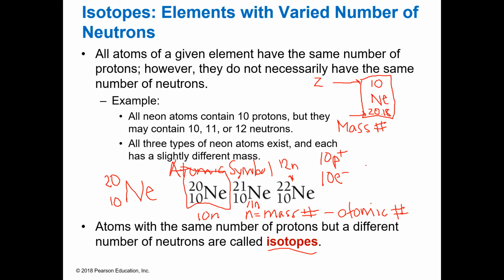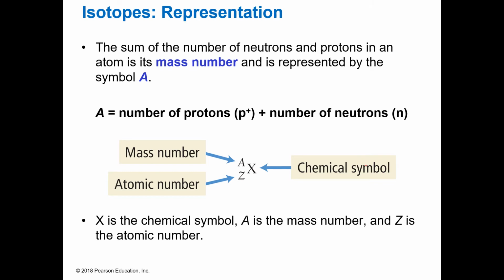So again, an isotope is when we have the same atom, but a different number of neutrons, which equates to a different mass number. Here's just showing that atomic symbol again in the form we just looked at. A is our mass number. Our mass number is equal to protons plus neutrons. And then we have our atomic number and then the chemical symbol. As long as we know those things, we can always determine the number of protons, neutrons, and electrons. So that's one way of writing the atomic symbol.